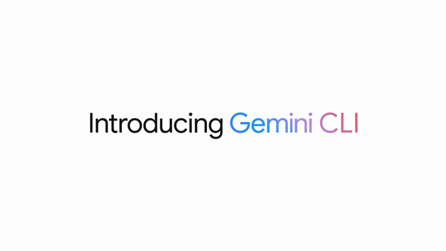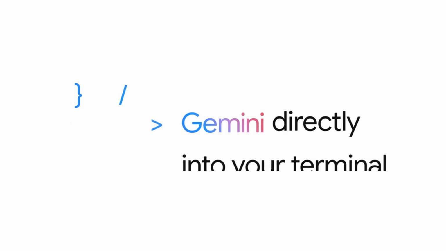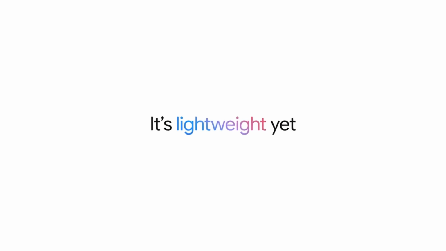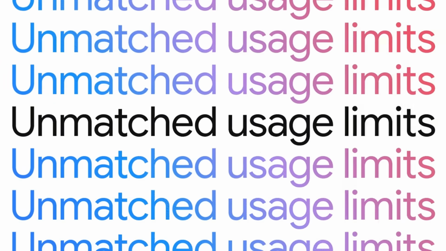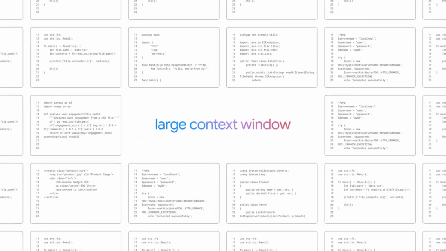Okay, Gemini CLI is here, and this is Google's version of Claude Code. But the best part is that this terminal-based AI agent is open source. And you can start experimenting with this for absolutely free without any cost. And this is powered by the best Gemini model with 1 million context window.